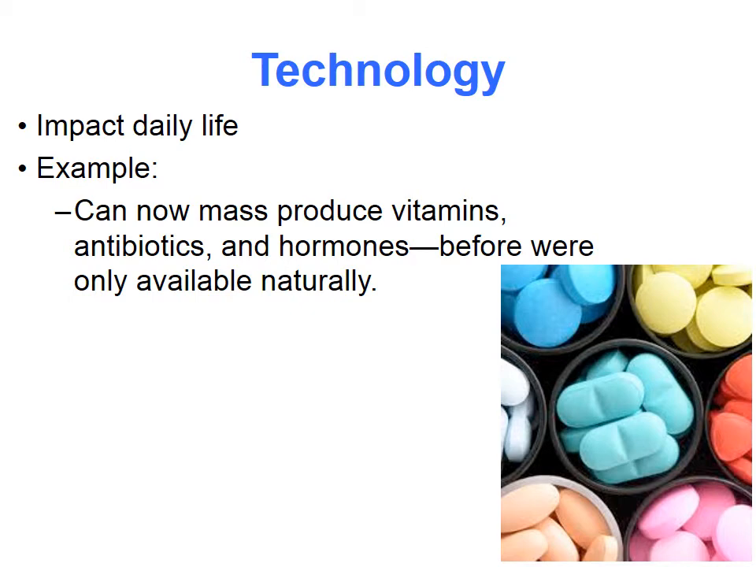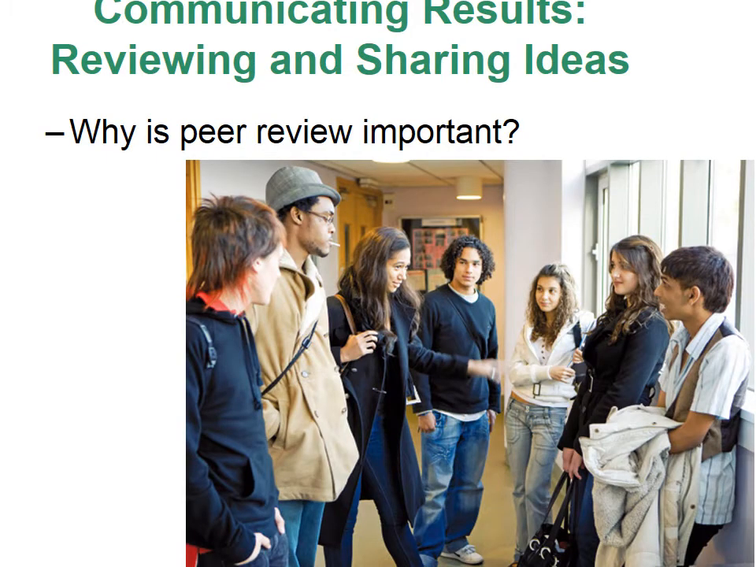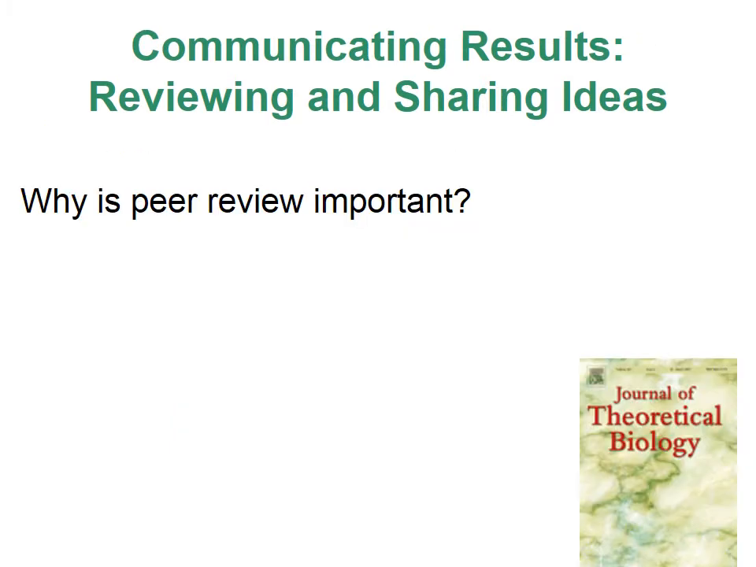Now, other than using it for technology, you have to understand that once you come up with this data or your conclusion, scientists have to communicate those results. And when they communicate them, they give them to their peers. In other words, they might put it in a journal, and your peers or other scientists in that field will review the information. So why do you think that it's important? So why is peer review important?